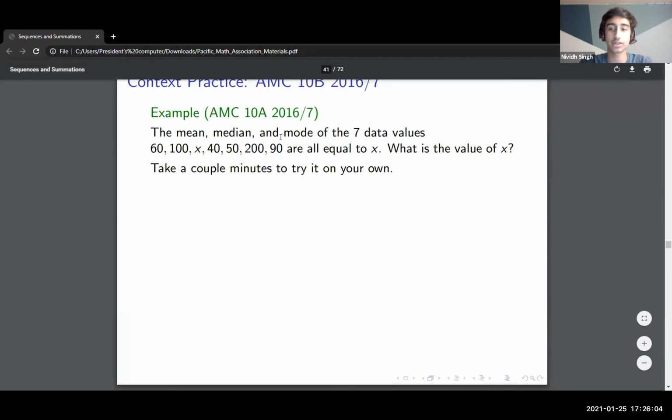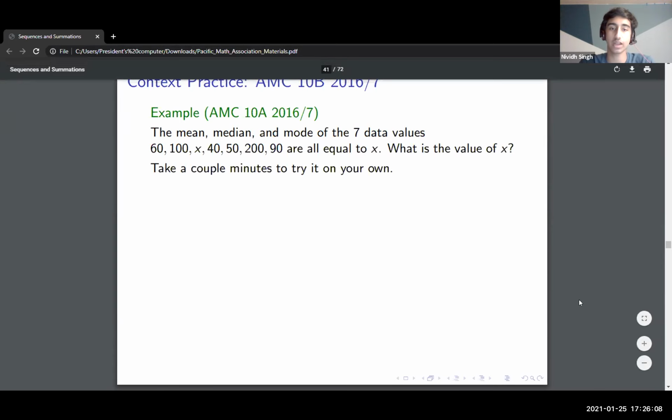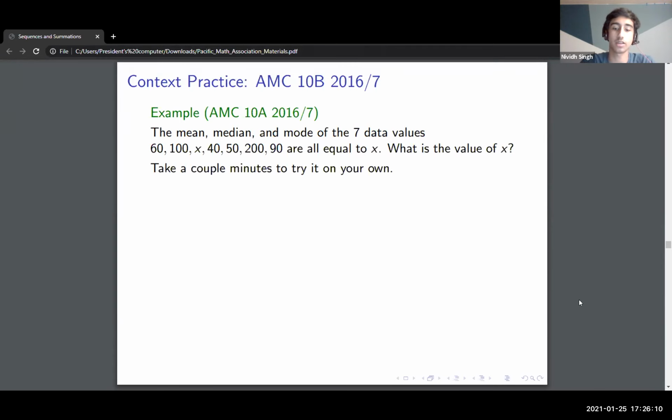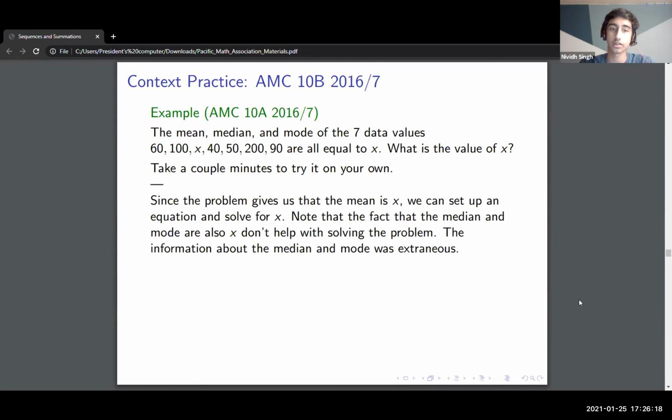All right, I will start going over the walkthrough and the solution, but if you're still working on it, you can still work on it a little bit if you want. Since the problem gives us that the mean is x, we can set up an equation to solve for x. If we look back at the problem, the fact that the median and mode are also x doesn't really help us with solving the problem. This information about the median and mode was extraneous.